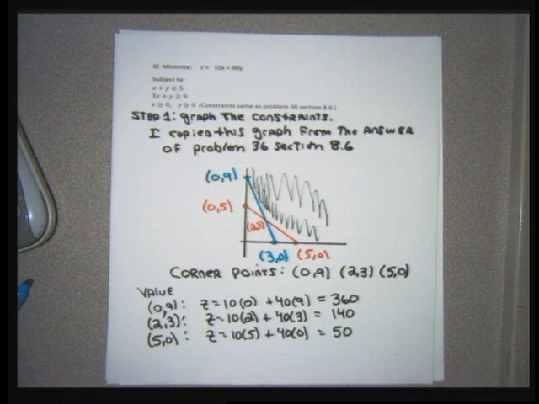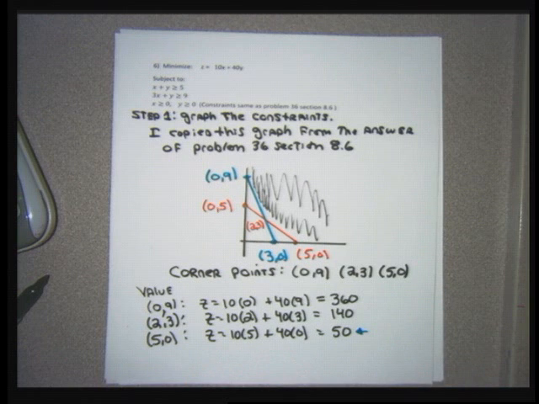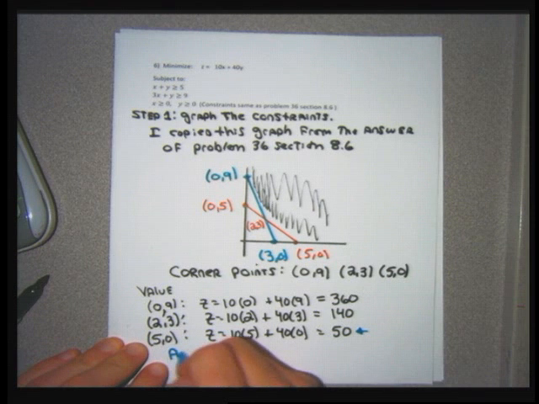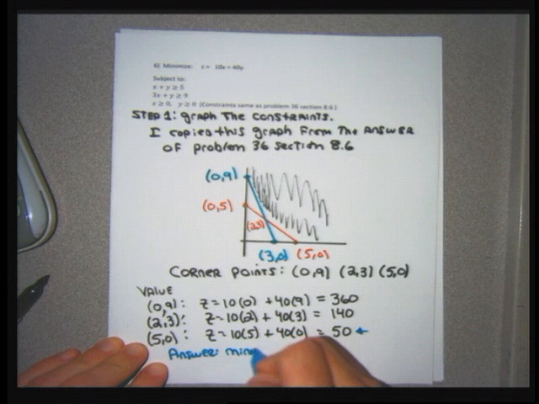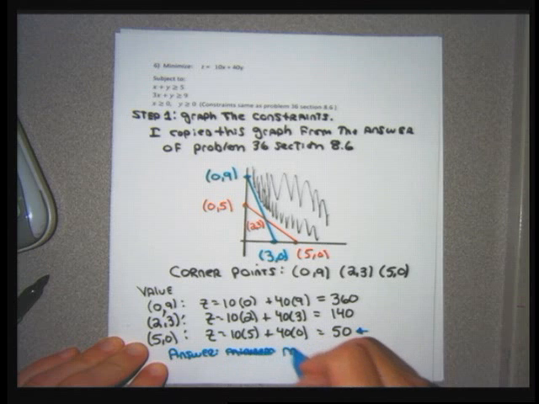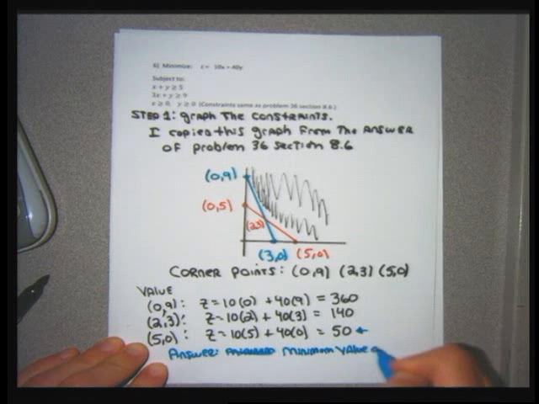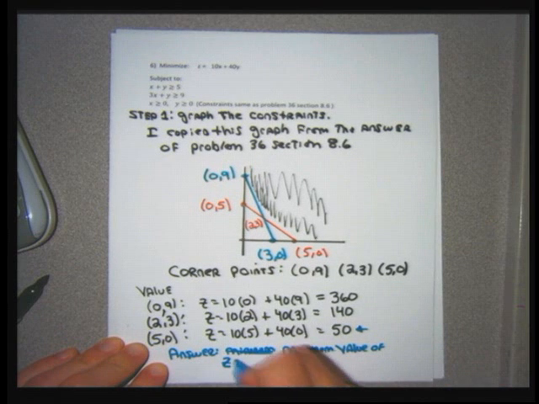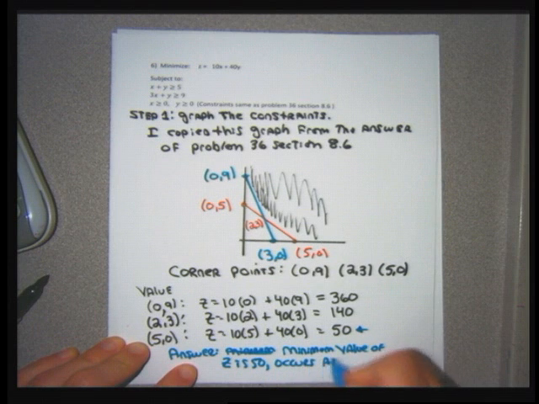And because my goal is to find the smallest value of z subject to these constraints, the smallest value z can be, or the minimum value z can take, is 50, and it occurs at the point (5, 0). So the answer, subject to these constraints, the minimum value of z is 50, and it occurs at the point (5, 0).